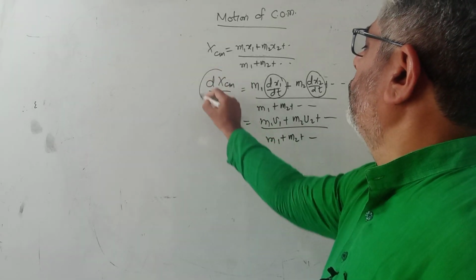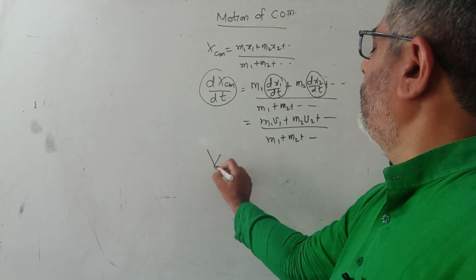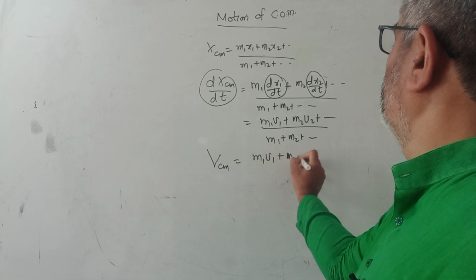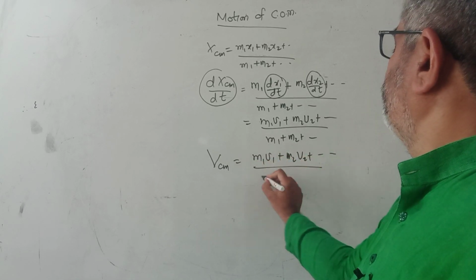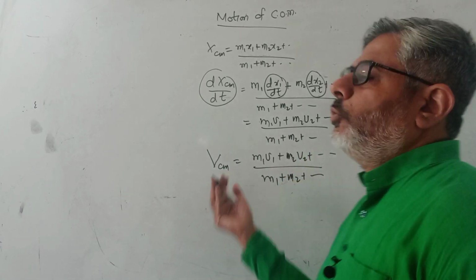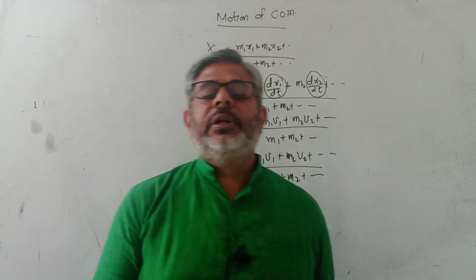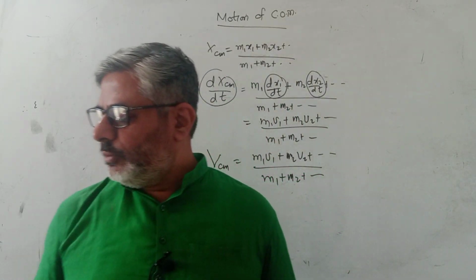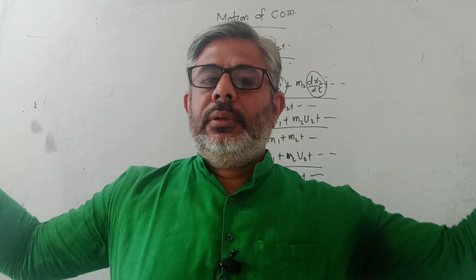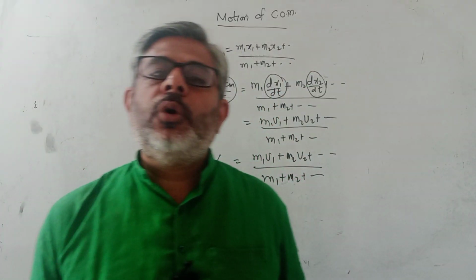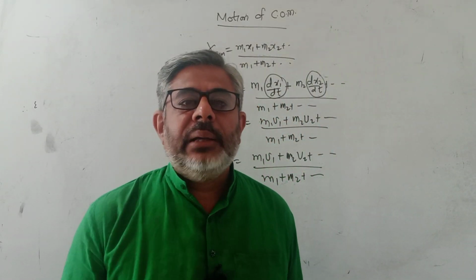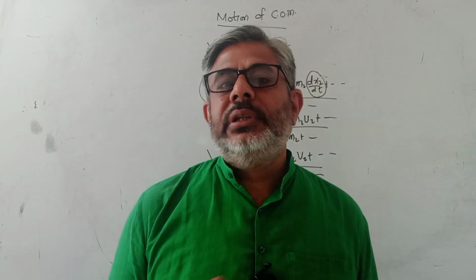Now this whole thing I am writing as the velocity of the center of mass, that is m1 v1 plus m2 v2 plus so on upon m1 plus m2. Now before I go on to explain this equation, I am asking you a very small question. Suppose these are two equal masses and both of them are moving with equal velocities in opposite directions, then what is the velocity of the center of mass? Now this is a damn easy question, but sometimes we don't understand the questions at all.